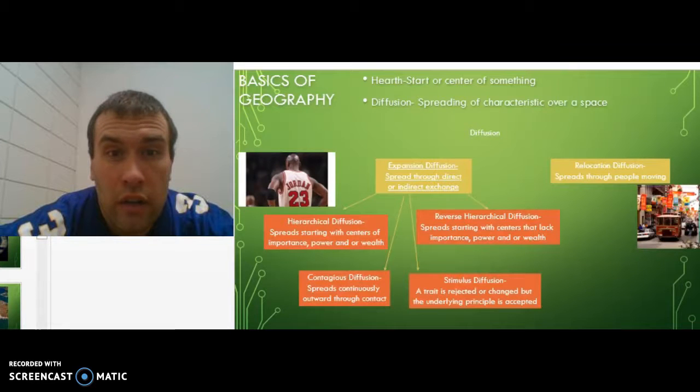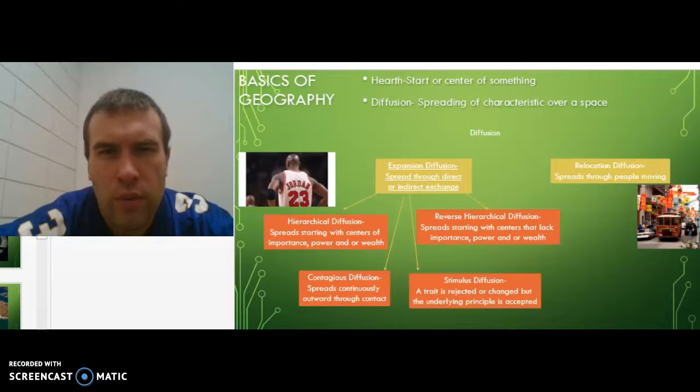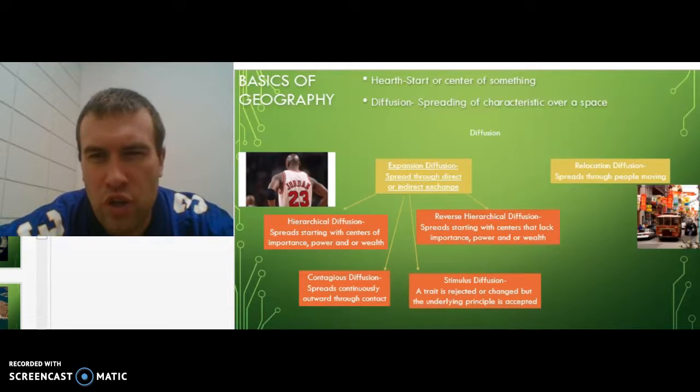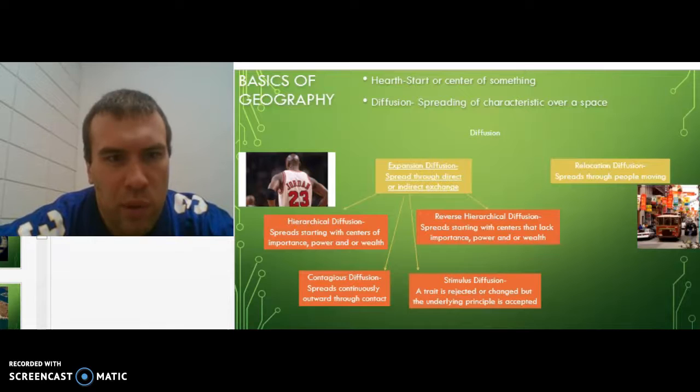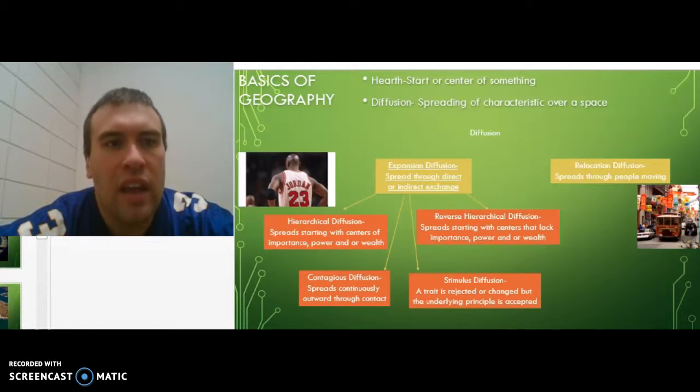One of the other things we're going to look at a ton is how things move over time. Hearth is where something starts, but the key thing here is diffusion: the hearth, where something starts, and how things diffuse out. There are two main types of diffusion. The first is relocation diffusion, where something spreads when people move. Like a Chinatown, you bring those characteristics with you as you go. The second, bigger type is expansion diffusion, which is spread through an additive process, where the idea is the one that's moving, not necessarily the people.